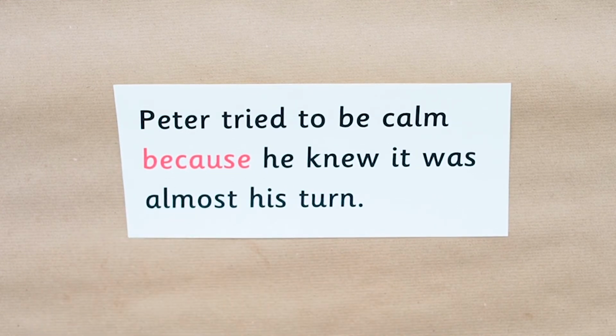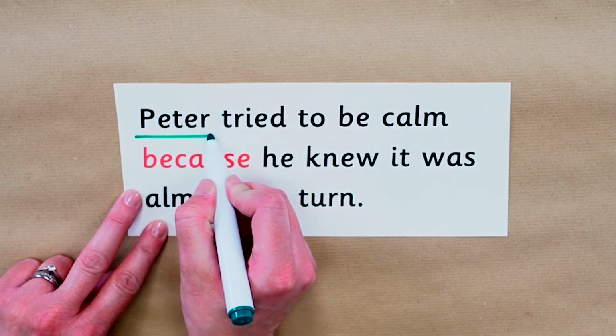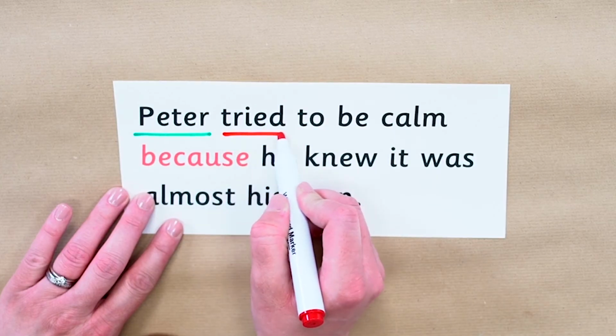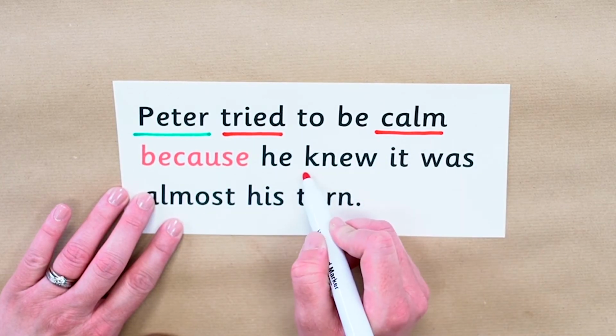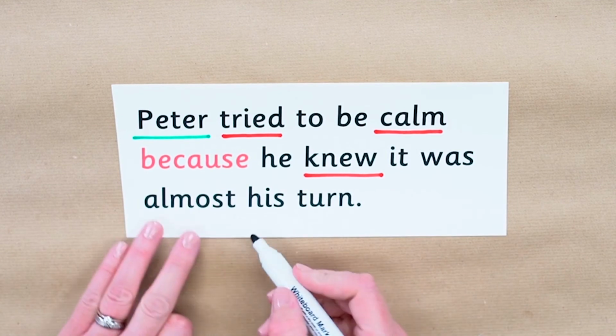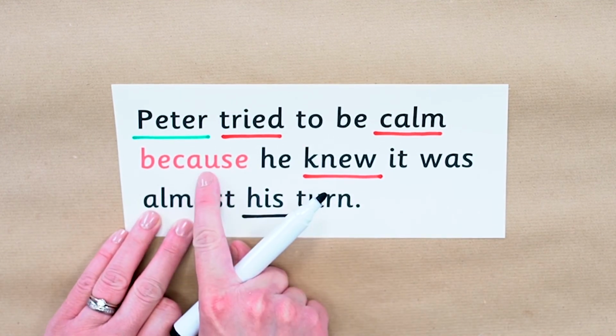This is something which your child's teacher will be encouraging them to do as they write, to build a picture for the reader by using carefully chosen adjectives, adverbials, and a variety of connectives. So if we look at the sentence again, Peter is the proper noun, tried, calm, and knew are the verbs, his is a pronoun, and because is a connective.